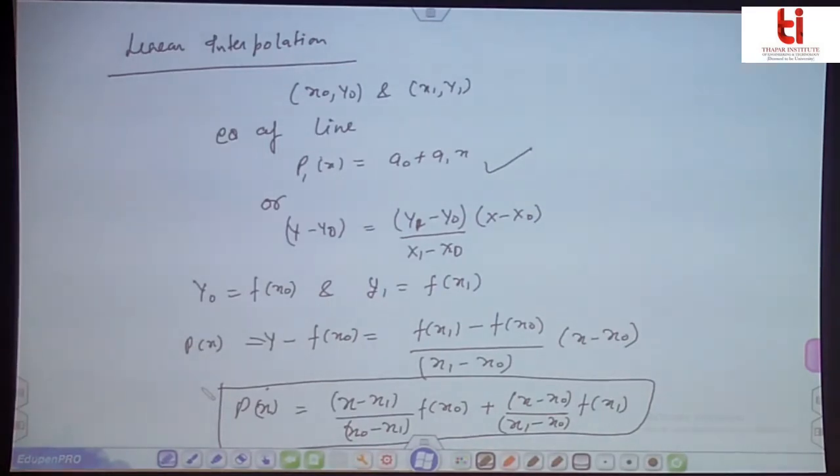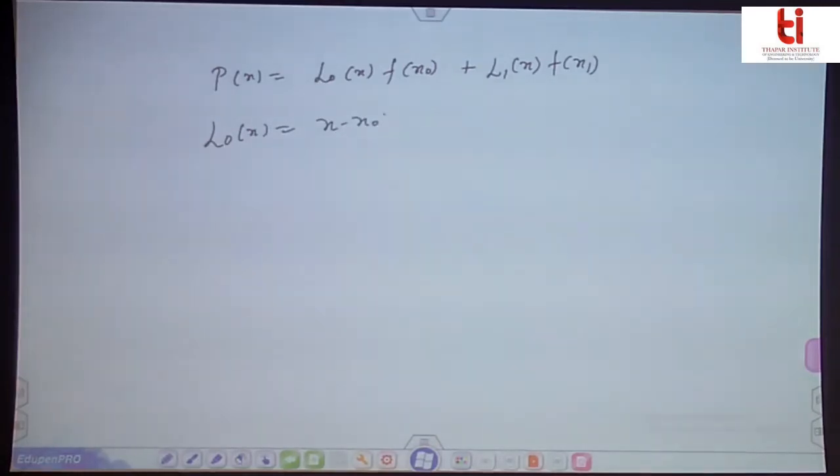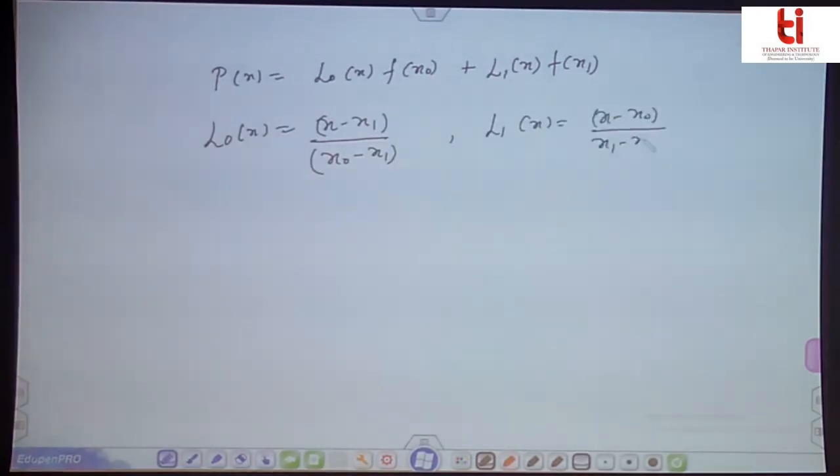Okay, so this is called L0x f of x0. The coefficient of f x0 we are writing as L0x and the coefficient of f x1 as L1x. So the value of L0x, just compare from the previous case, is x minus x1 upon x0 minus x1, and the value of L1x is x minus x0 upon x1 minus x0.